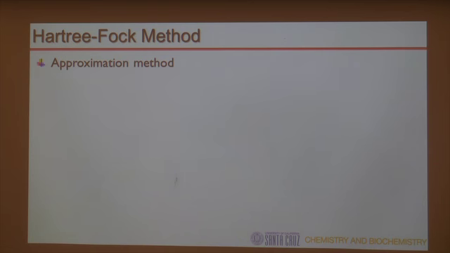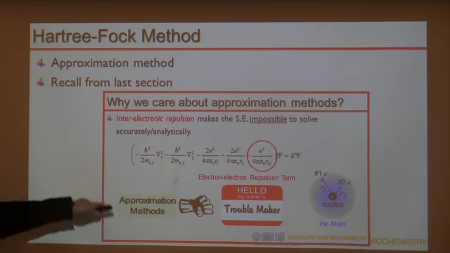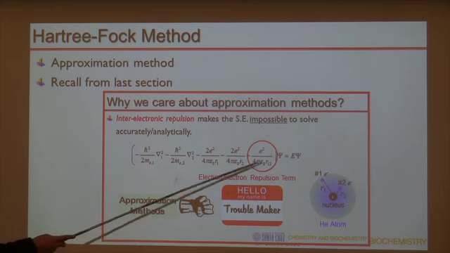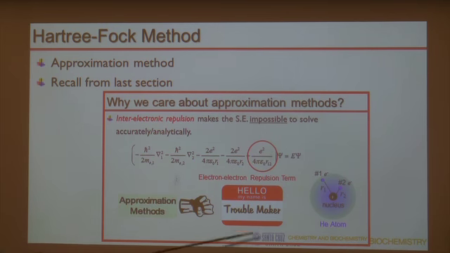You never know exactly where two electrons are in relation to each other. Or something is due to what term? Inter-electronic repulsion. Right, recall from last section, for helium atoms, this repulsion term is actually the troublemaker. And here, for lithium atoms, for many electron atoms, we may have more than one troublemaker. So they prevent us from solving the Schrödinger equation analytically.